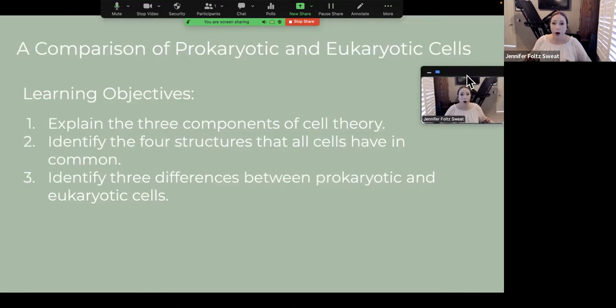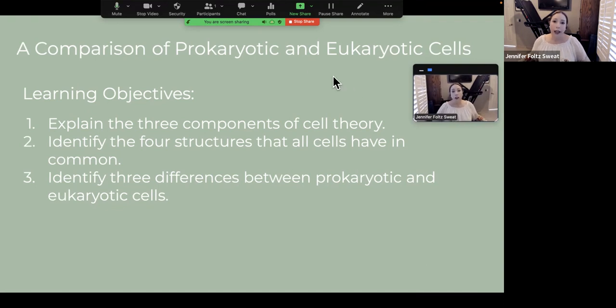So let's move on to look at the comparison of prokaryotic and eukaryotic cells. You need to explain the components of cell theory, identify 4 structures that all cells have in common, and then identify the 3 differences between prokaryotic and eukaryotic cells. There are actually more than 3 differences, but I'm going to highlight the ones I want you to know.